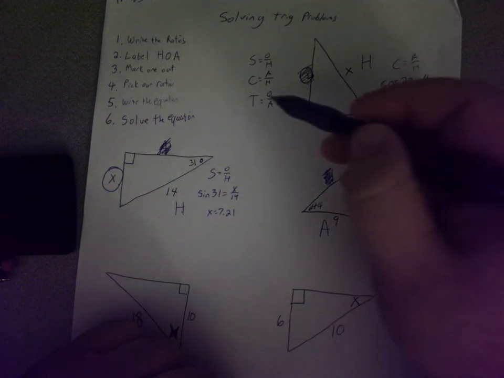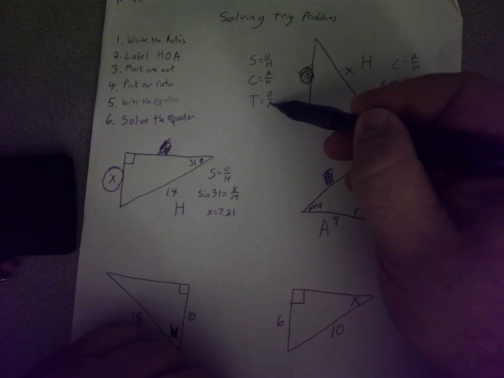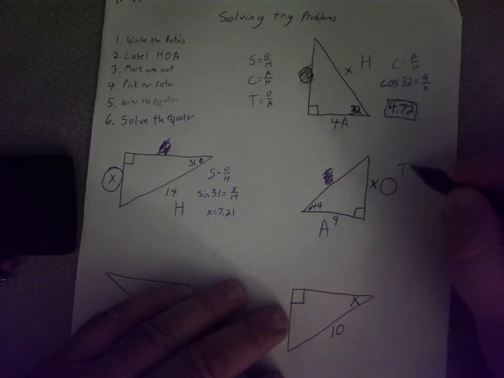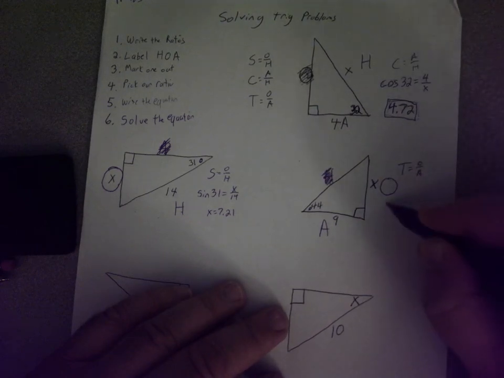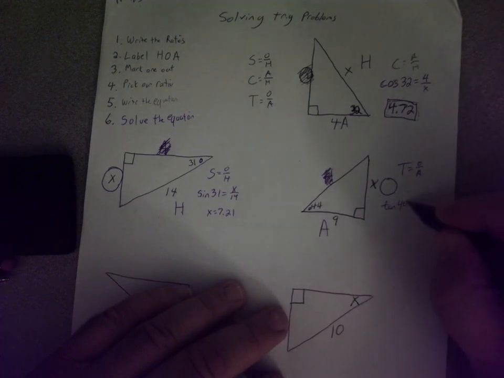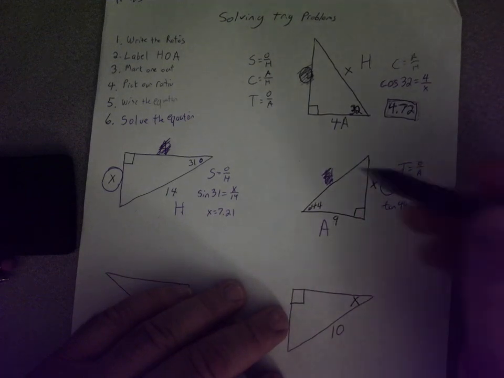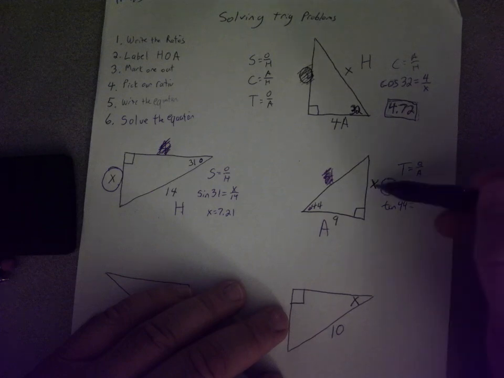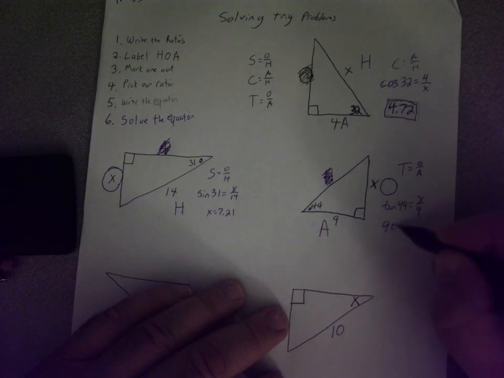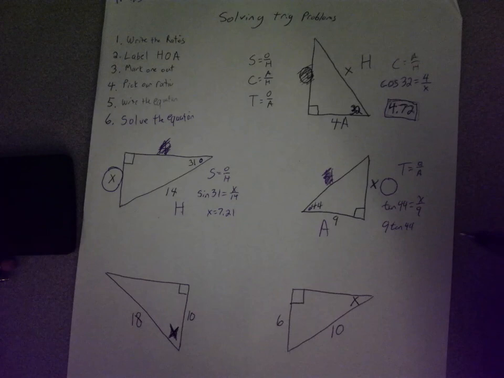So the ratio we're going to use this time is tangent. Tangent is the opposite over the adjacent, or TOA. T equals O over A. So we're going to write tangent of 44, remember the angle goes second, equals, and remember it's O over A, so it's X over 9. And again, since X is on top on this one, we're going to multiply. It's going to be 9 tangent 44.